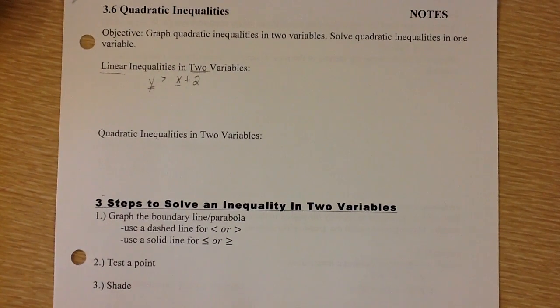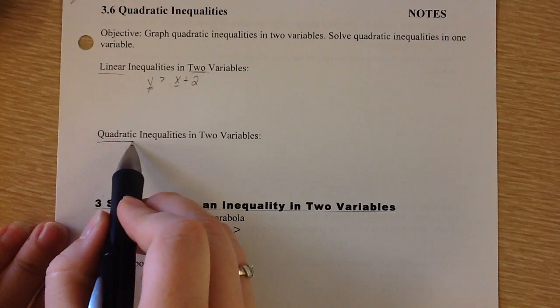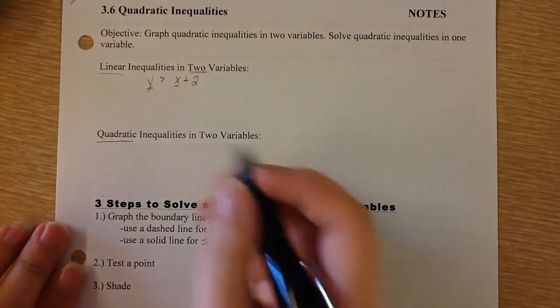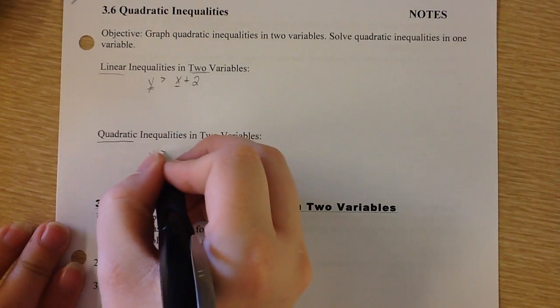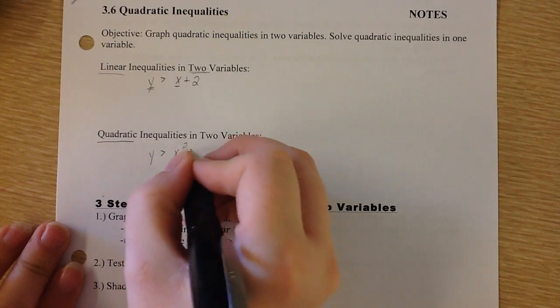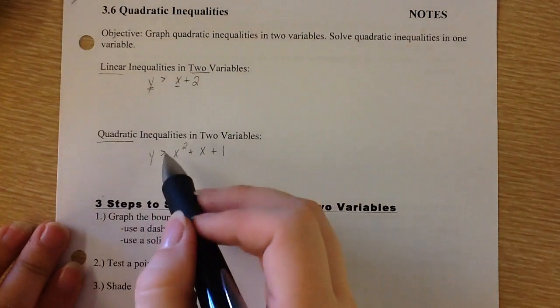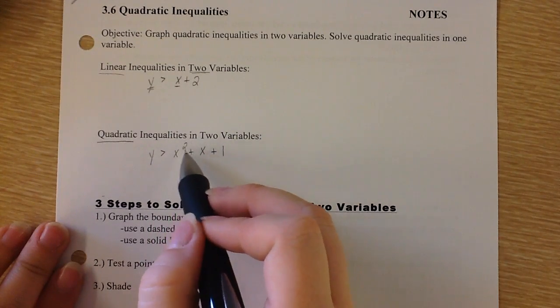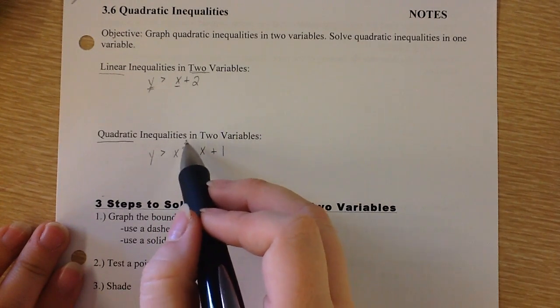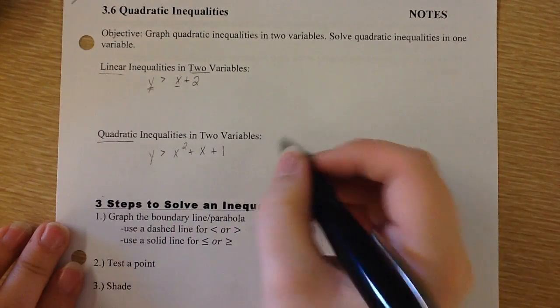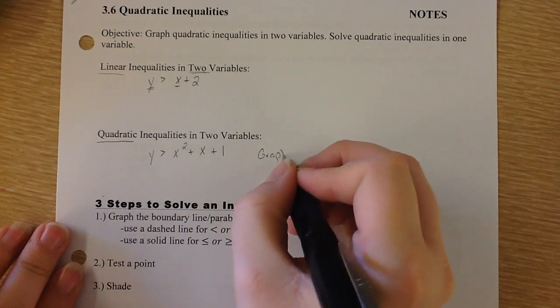except instead of graphing a line, we're going to be graphing a parabola, because we're going to do quadratic inequalities in two variables, where I still have two variables. Let's say y is equal to x squared plus x plus 1. Now we have a quadratic because the exponent on my x is a 2. So this is going to graph a parabola.